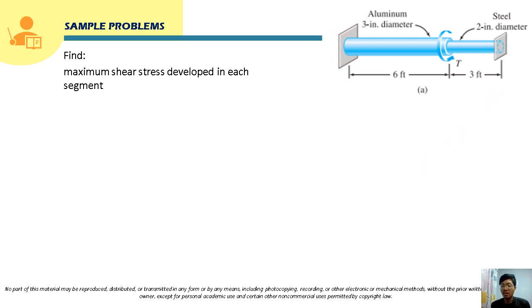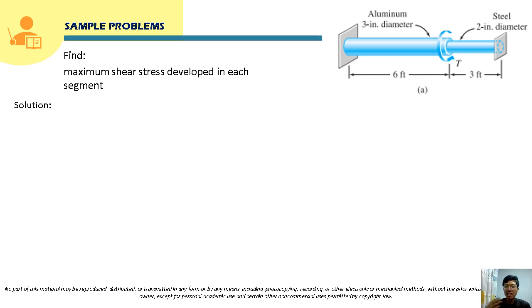So that means there will be a reactive torque here and a reactive torque here. Those reactive torques will be unknown. Take note here, class, that we can only generate one equilibrium equation, and that is the summation of moment. So that means this is statically indeterminate, since that one equilibrium equation will not be enough to solve this problem. So we are going to use compatibility here.